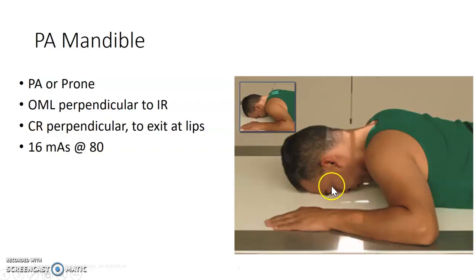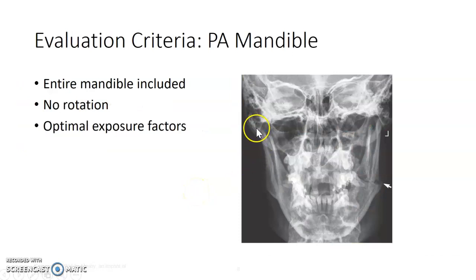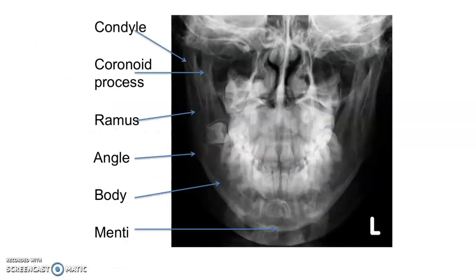OML, all right, so we're going back to OML is perpendicular. Your central ray is going to exit at the lips. This is going to look really low. From the back, you're going to feel like you're doing a PA C-spine. But when you realize how the chin is tilted down and where the mandible sits, it will look less awkward, all right? So what I'm looking for here is a straight-on of the mandible. This is showing an obvious fracture here and not rotated.